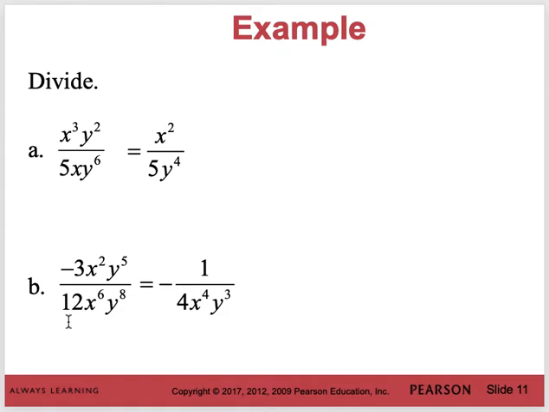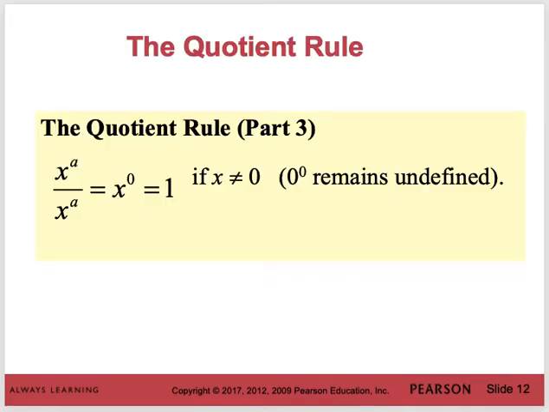Our next example, B, we can divide. 3/12 is our fraction. That simplifies to 1/4. Both numbers are divisible by 3. 3 divided by 3 is 1, and 12 divided by 3 is 4. There would be 6 minus 2 is 4, so x raised to the 4th power remaining for our x's. And our exponent of 8 minus 5 gives us a remainder of y to the 3rd power in the denominator. The quotient rule, or when we're dividing, we get an answer called a quotient.